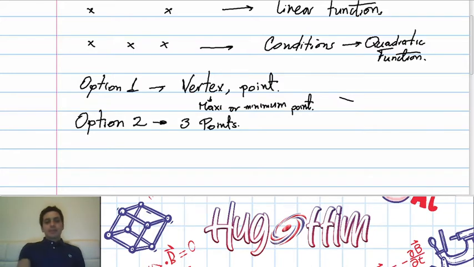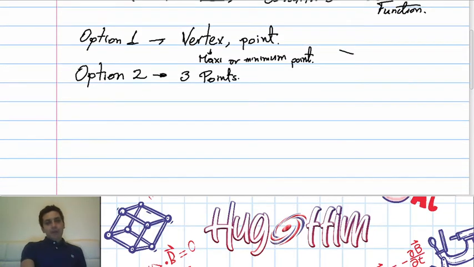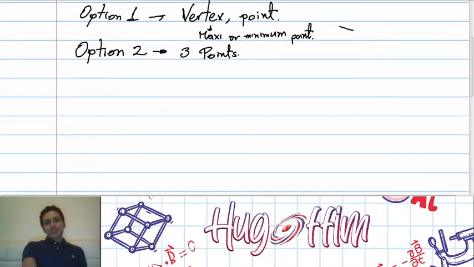Okay, so now what I want to show you is 2 examples of how to use these 2 options. I'm saying 3, but it's 2. Okay, so no problem with that. So let's try to use an example here.